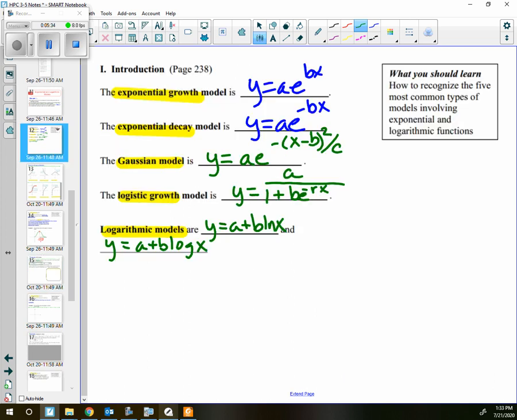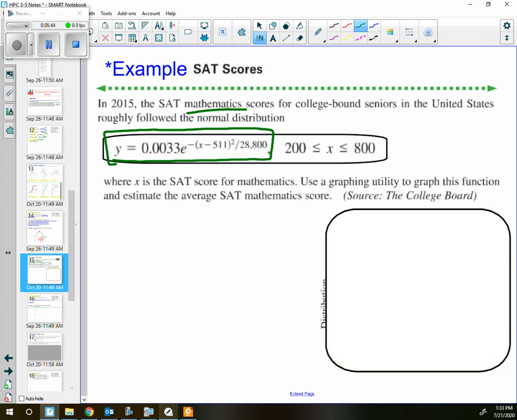If we go back to our model, that third one here, A e to the negative (x minus b) squared over c. The a, the b, and the c are particular to that data set. So when we look at that, we have that e to the negative format. Between 200 and 800 are what your x values are. Now, if you know something about the SAT, 800 is the maximum score that you can earn on the math portion of the test. 0 would be nothing, obviously. So when you look at that 800, that's what they're talking about. So the x is the SAT score for math.